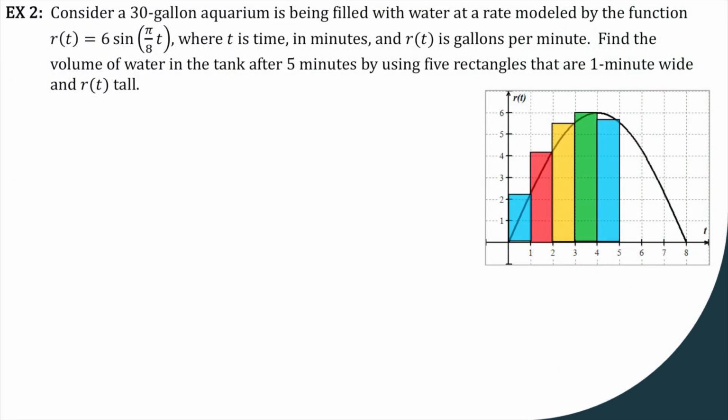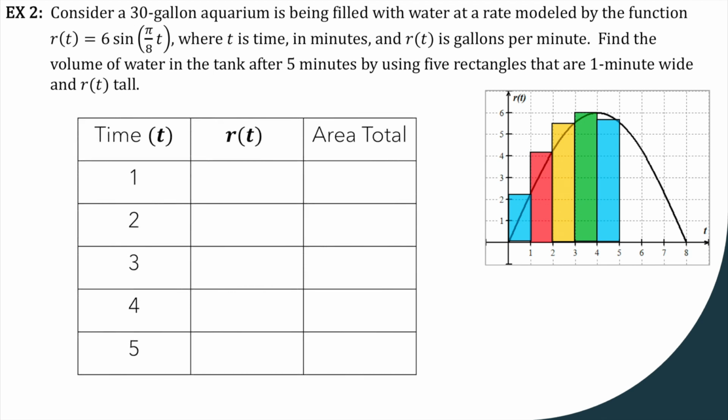Consider a 30-gallon aquarium being filled with water at a rate modeled by r(t) = 6 sin(πt/8), where t is time in minutes, and r(t) is gallons per minute. Find the volume of water in the tank after 5 minutes by using 5 rectangles that are 1 minute wide and r(t) tall. So we're going to use this table.